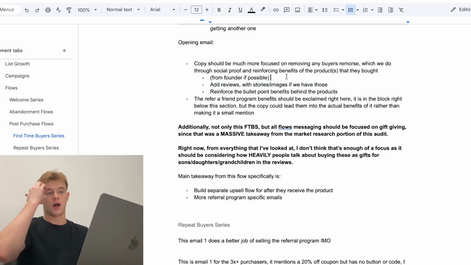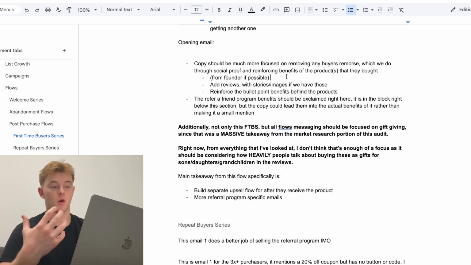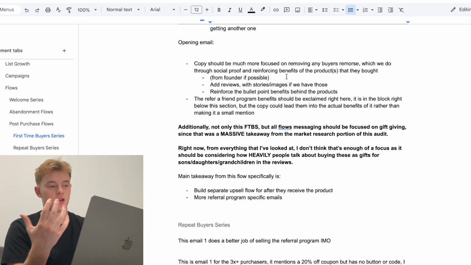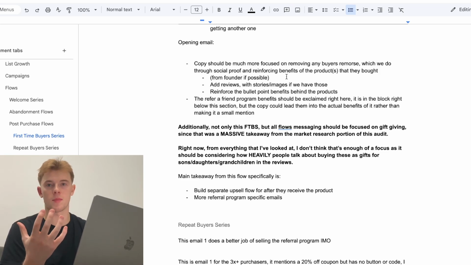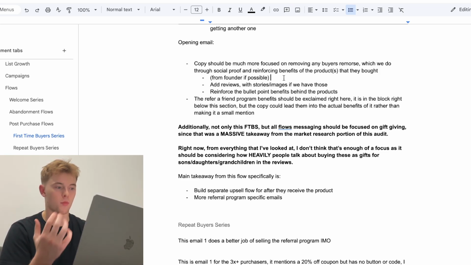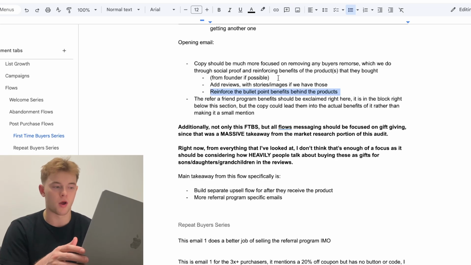A lot of brands only think of using reviews as a way to get people to buy. We also use them in post-purchase to reinforce that buying decision and make people feel happy that they made the decision they made, because they're seeing the results that other people are getting with their products. And then the other thing was just to reinforce the bullet point benefits of the products because, like I said before, you just want to reinforce in their mind that they made a good decision.